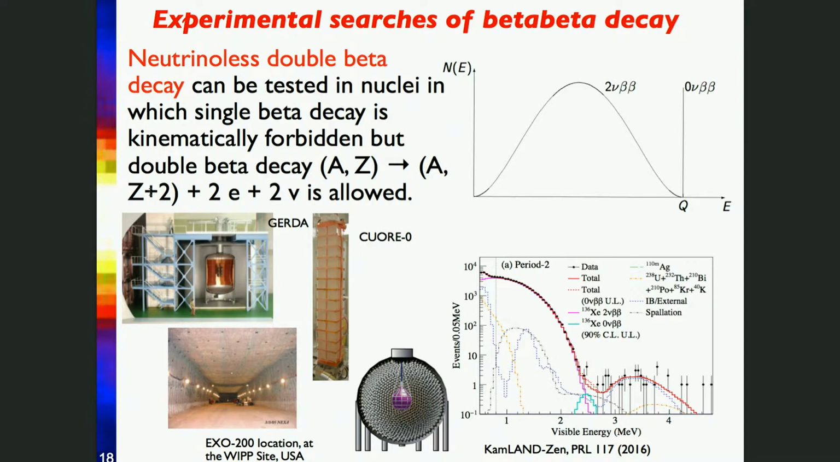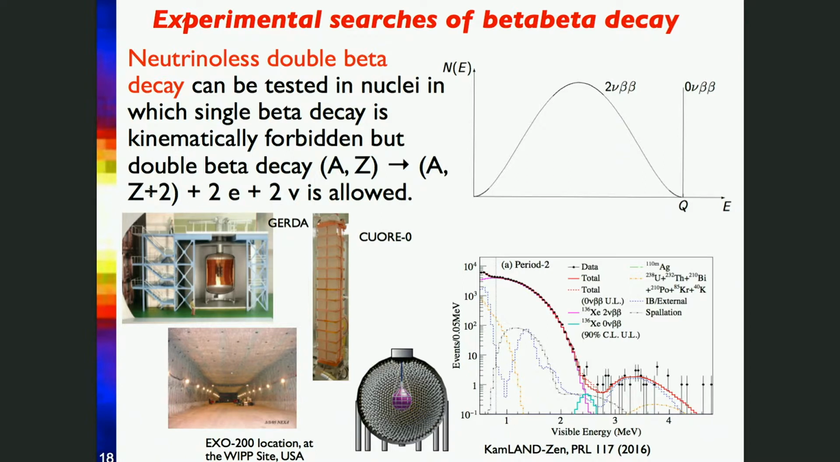And here I showed you, well, this is more or less what's happening now. You have KamLAND-Zen, EXO-200, GERDA, CUORE. Now CUORE is starting. This was just the first hour of CUORE-0. And this is the way you look at it. So you try to reconstruct this part of the spectrum.